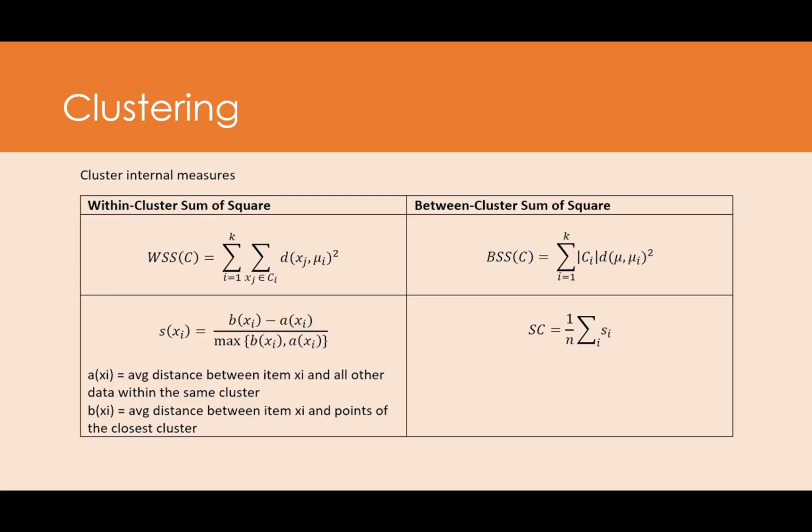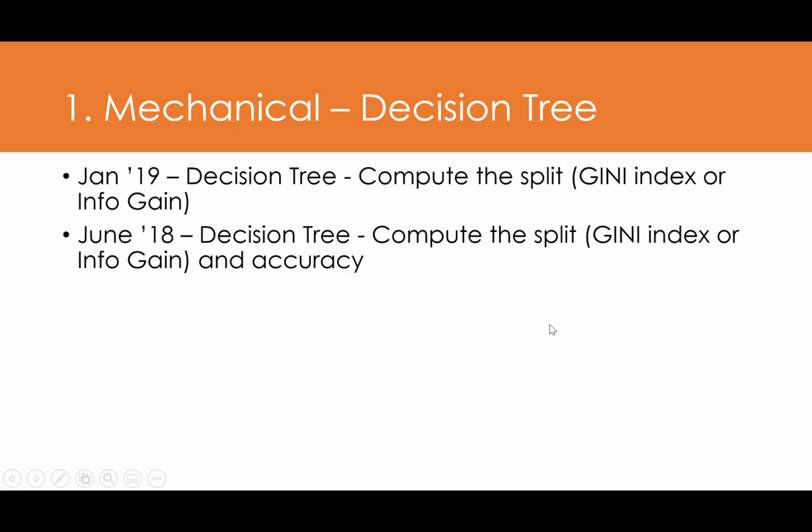Let's go on. We have the internal measures that are within cluster sum of squares, between cluster sum of squares, and the silhouette coefficient and the aggregation of it, as you can see in the bottom right. Then another very frequent exercise is the decision tree, and you have to compute the split, and sometimes you have also to draw the decision tree.